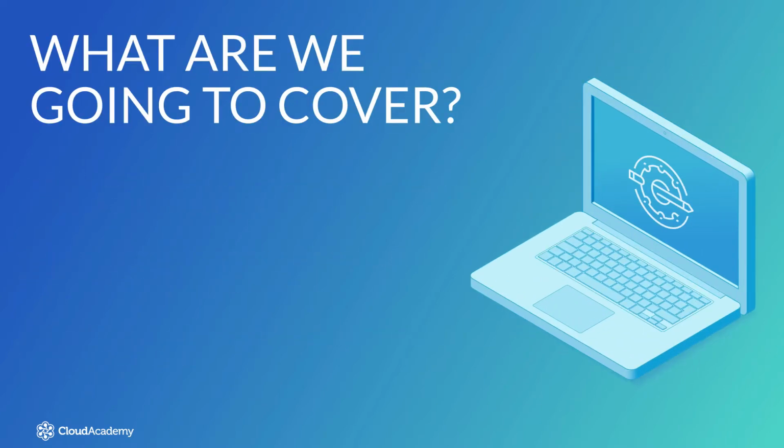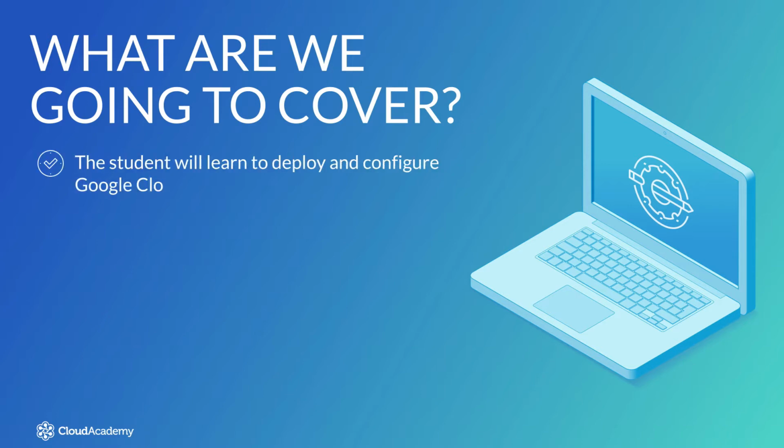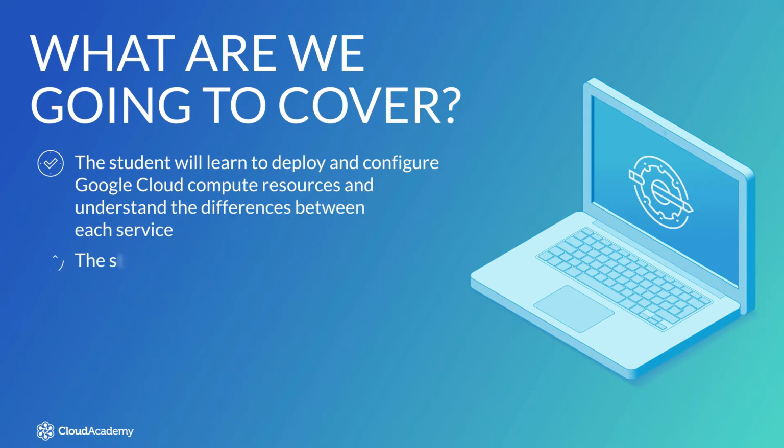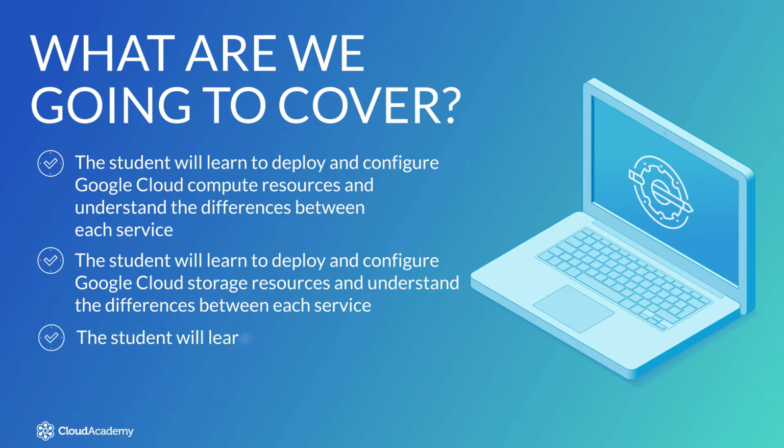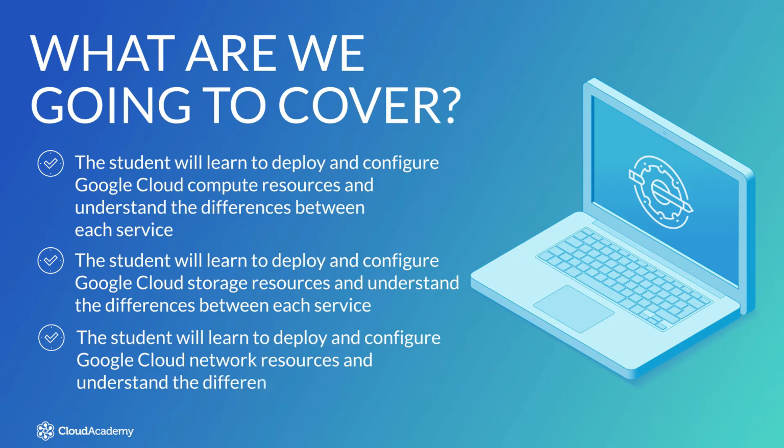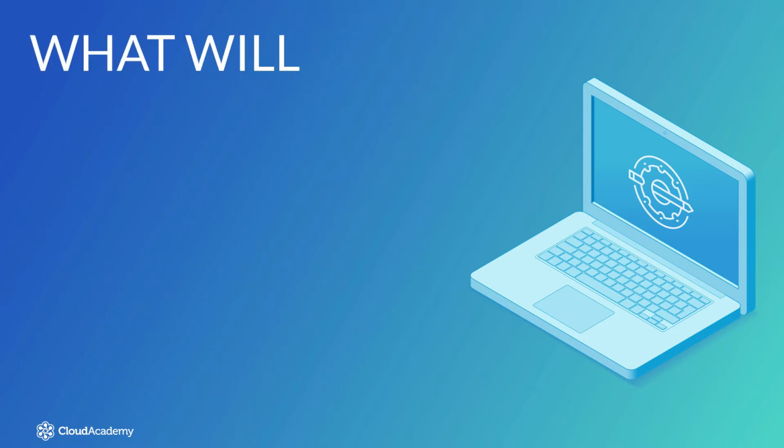So let's get more specific. What are the actual learning objectives for this course? So in this course, there are 3 main takeaways related to GCP. 1, the student will learn to deploy and configure Google Cloud compute resources and understand the differences between each service. 2, the student will learn to deploy and configure Google Cloud storage resources and understand the differences between each service. And then 3, the student will learn to deploy and configure Google Cloud network resources and understand the differences between each service. You notice a pattern there, obviously.